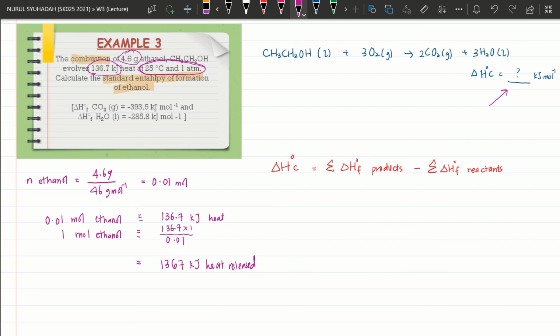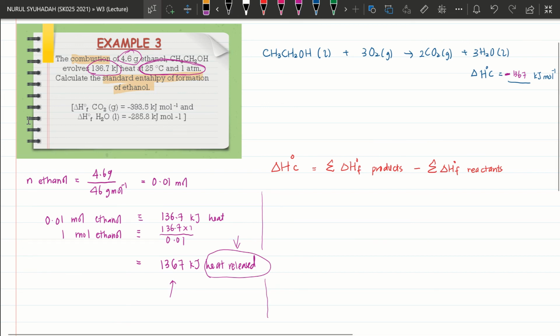So please bear in mind when I say it is heat released, when you write down inside the thermochemical equation here, you must have the negative sign to show that it is heat released. Over here, if you don't put a negative, it doesn't matter because I already wrote down here heat release. But in the thermochemical equation, make sure you have the negative sign. So negative 1,367 kilojoule. Okay, so now back to solving the question over here.